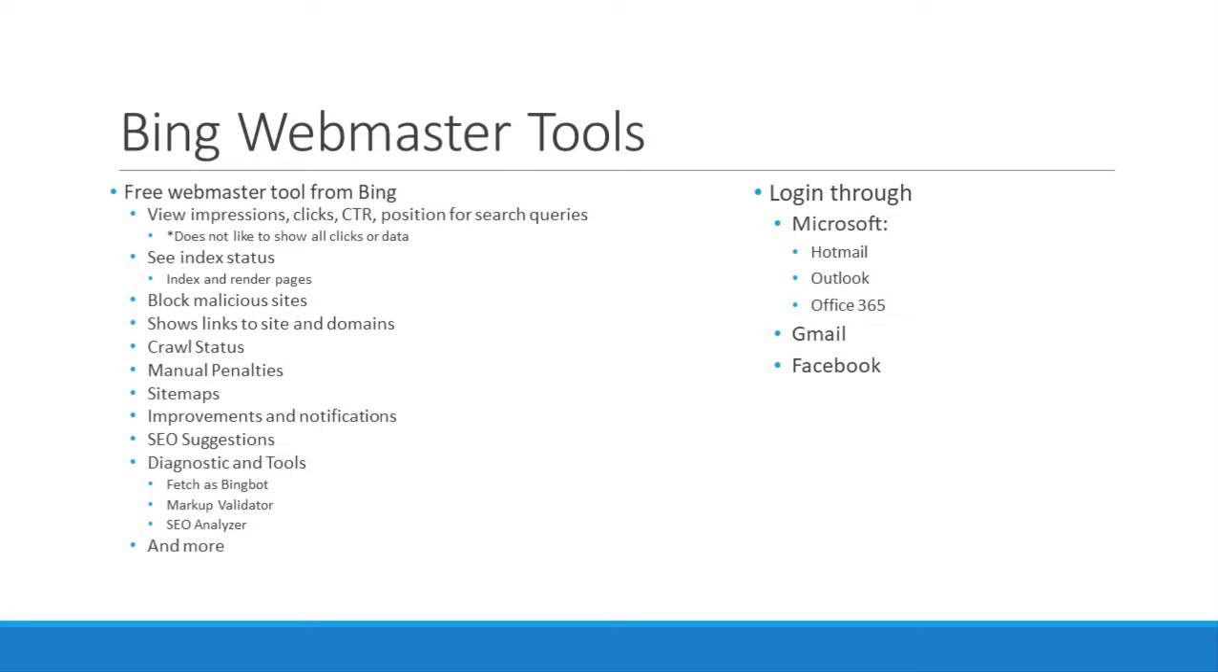It also gives SEO suggestions, which is cool, and its diagnostics and tools are really cool because it'll look at the individual page and give suggestions based on that page. You're going to be able to log in through a Microsoft account, which is Hotmail, Outlook, Office 365. You also have the ability to log in through Gmail or Facebook, and you'll see those options on the page. Essentially, it's a mashup where you use those credentials to access the account, and we'll go over that when we transfer over to the walkthrough.